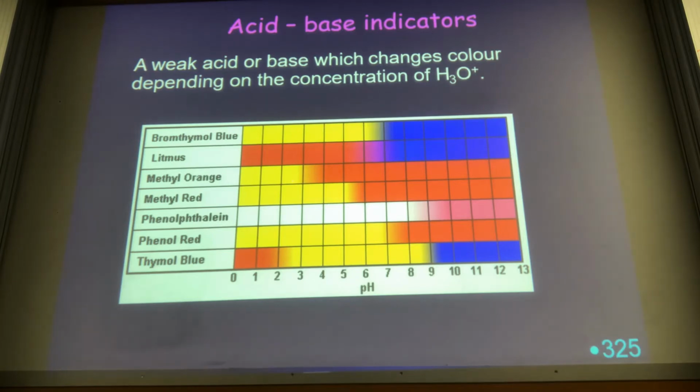So we see that methyl orange changes colour down between 2.5 and 4-ish. So that's good where you've got an equivalence point that occurs with a pH around that. Phenolphthalein, on the other hand, doesn't begin changing colour until you've got a pH of 8 or 9. So that's only good for titrations where the equivalence point is at a significantly basic pH.